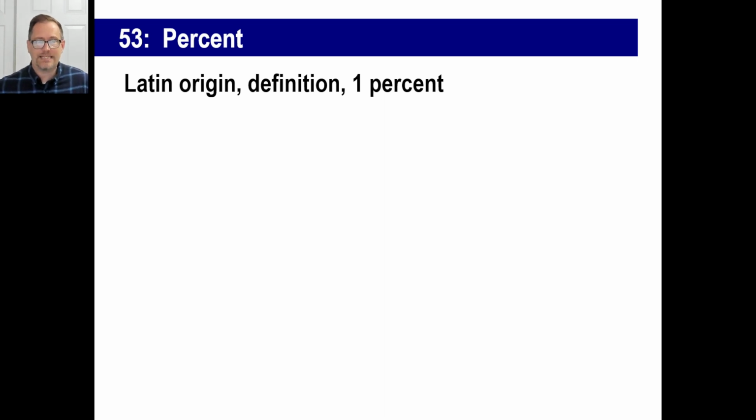Hey guys, let's take a look at percent. The word percent means parts per hundred.